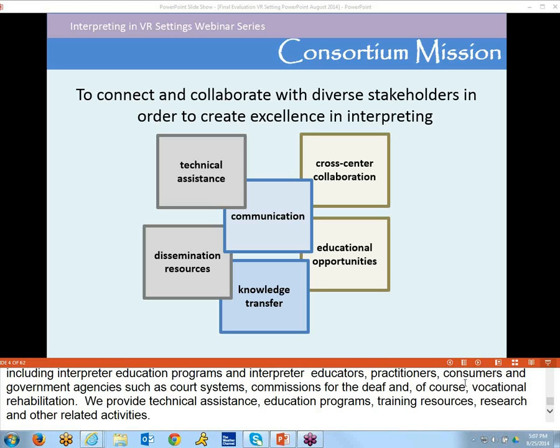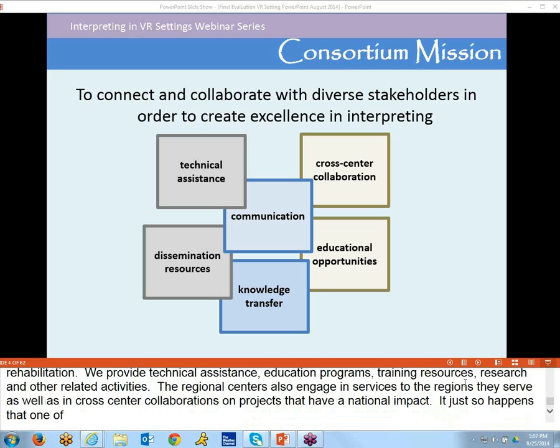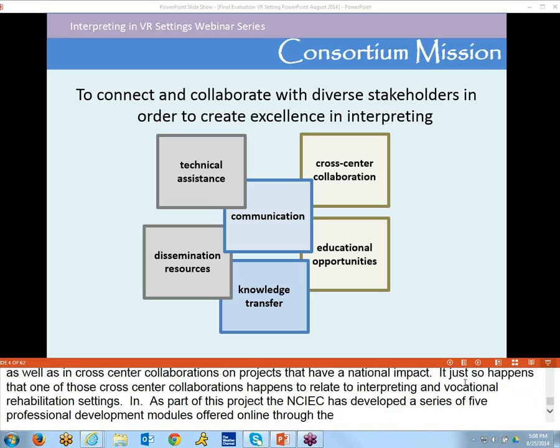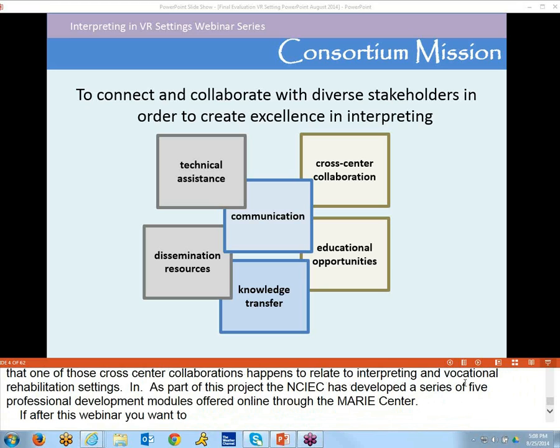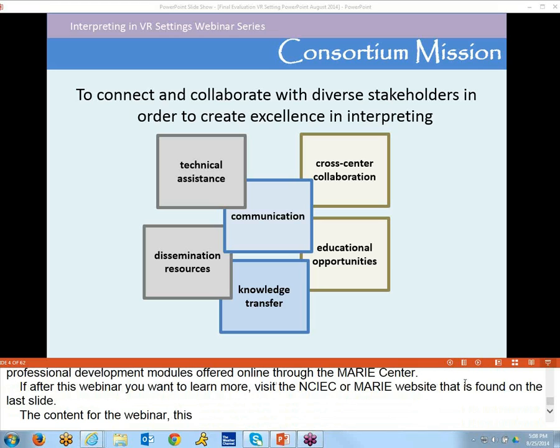The regional centers also engage in services to the regions they serve, as well as in cross-center collaborations on projects that have a national impact. It just so happens that one of those cross-center collaborations relates to interpreting in vocational rehabilitation settings. As part of this project, the NCIEC has developed a series of 5 professional development modules offered online through the Marie Center. If after this webinar you want to learn more, visit the NCIEC or Marie website found on the last slide. The content for this webinar, as well as others to follow, is drawn from those 5 modules.